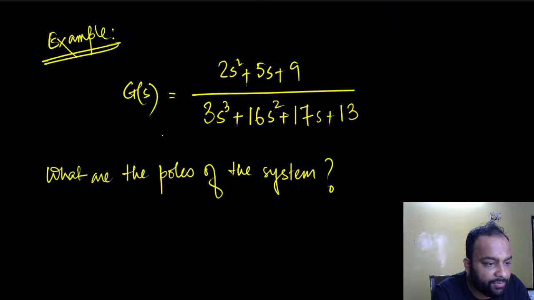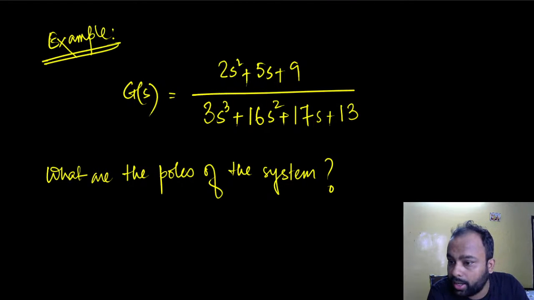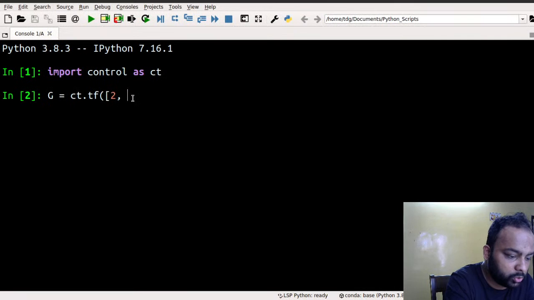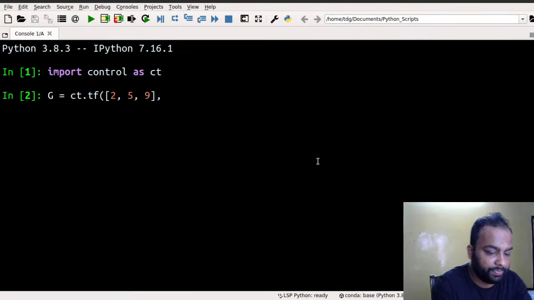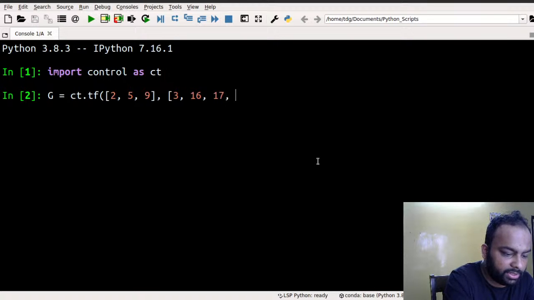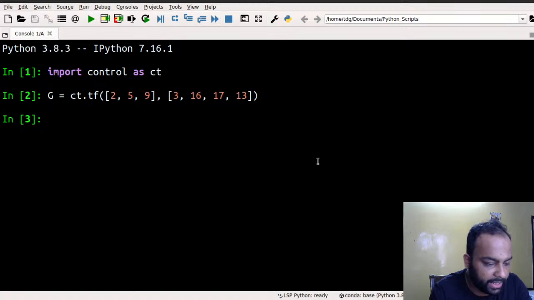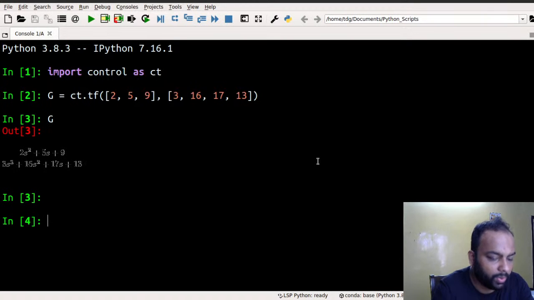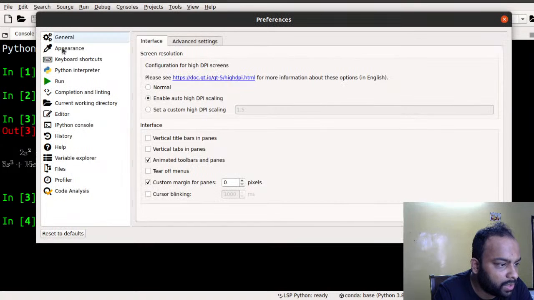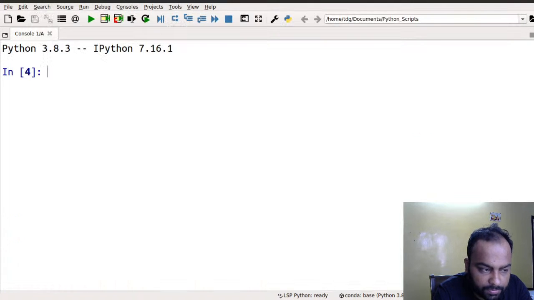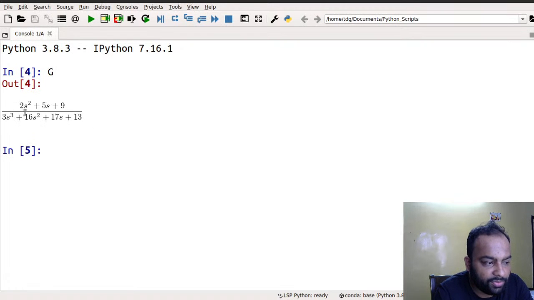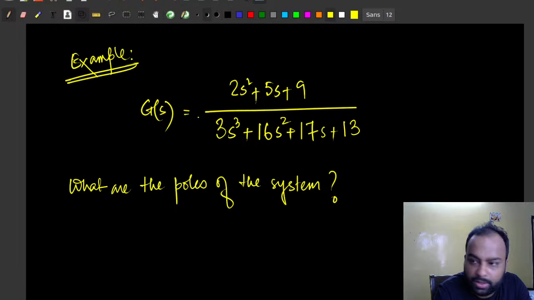The numerator was 2, 5, 9. It does not really matter though. The denominator was 3, 16, 17, 13. That's G. The dark theme doesn't always work. So what is the transfer function? This is the transfer function, 2s square plus 5s plus 9 over the denominator, whatever we just considered moments ago.